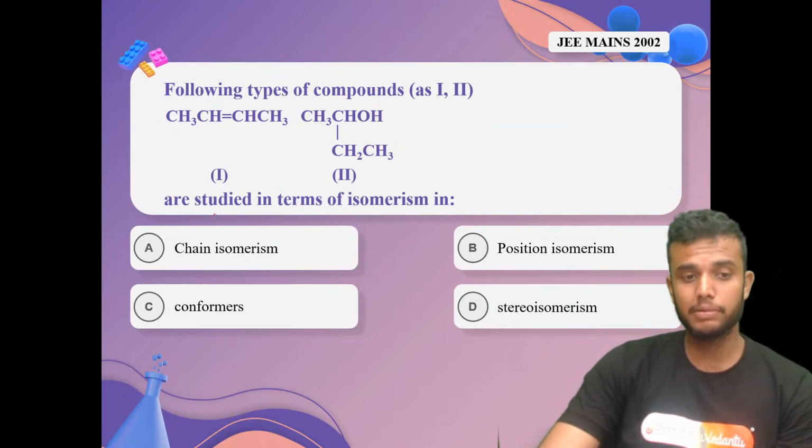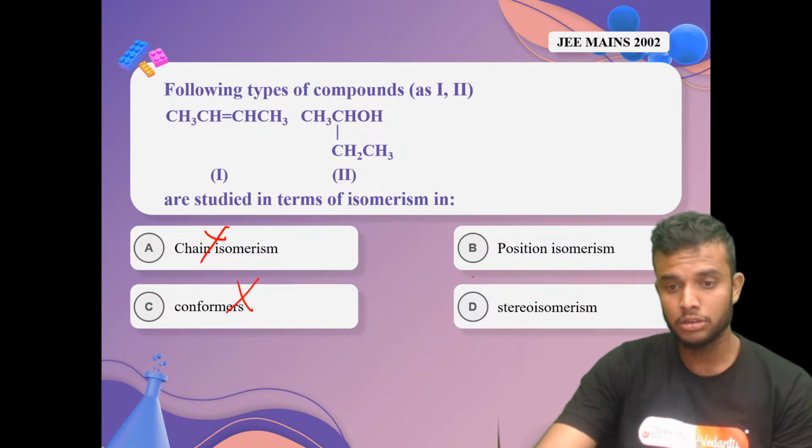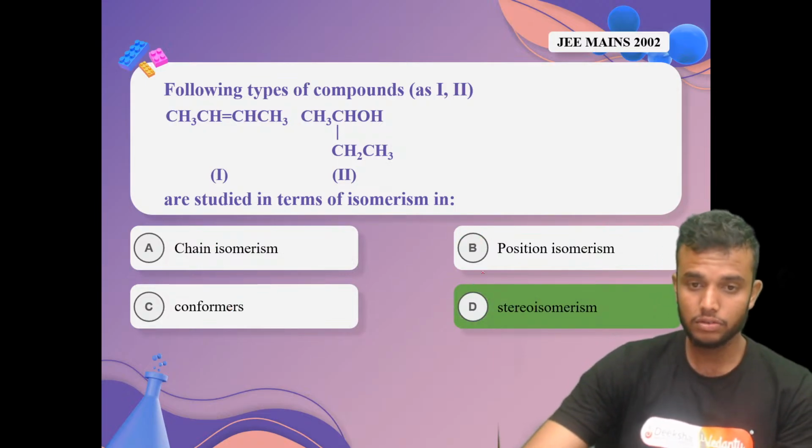Following types of chain isomerism, no chain isomers, conformers also not. Either position, either stereo. The answer is stereo.